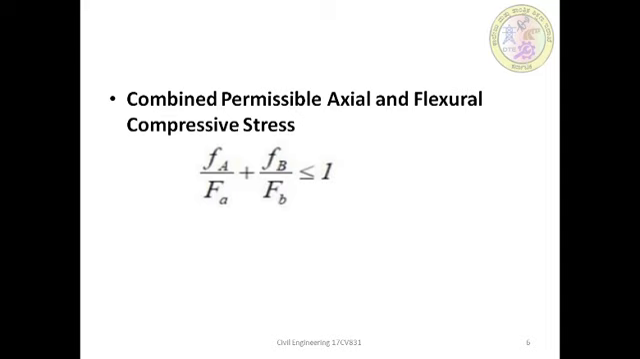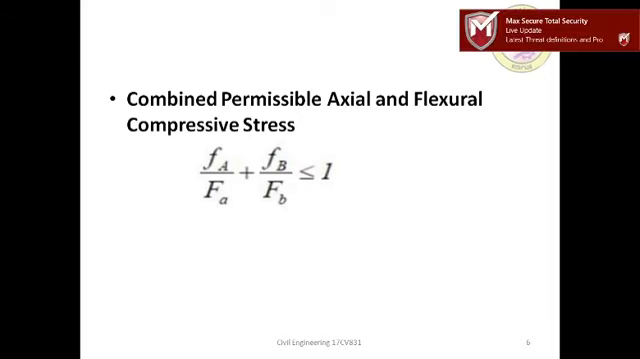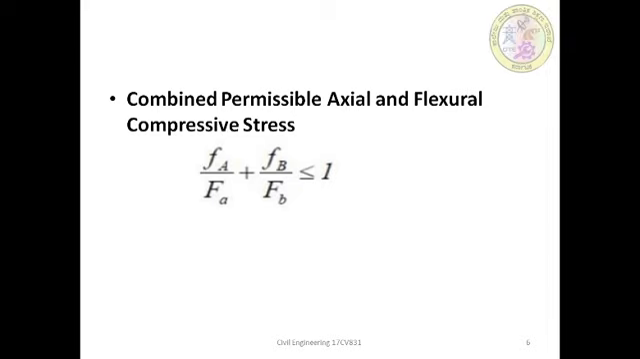The unity equation assumes a straight line interaction between the axial and flexure compressive stresses for an unreinforced masonry section. This is a simple proportioning of the available allowable stresses between the applied axial and flexure loads, which can be extended to biaxial bending by using the bending stress equations for both axes.